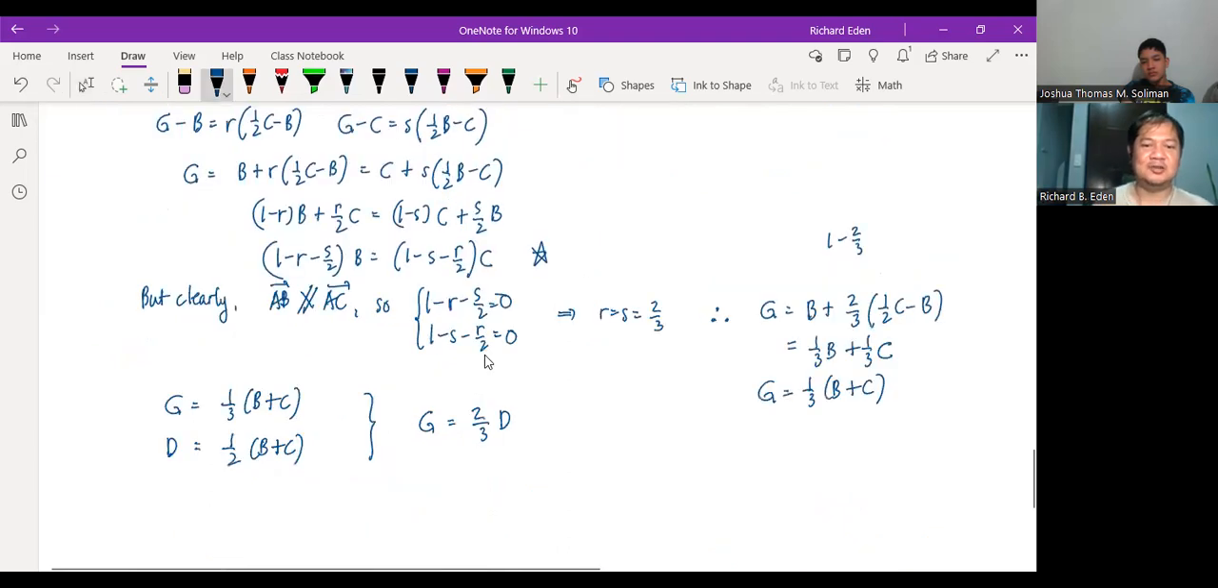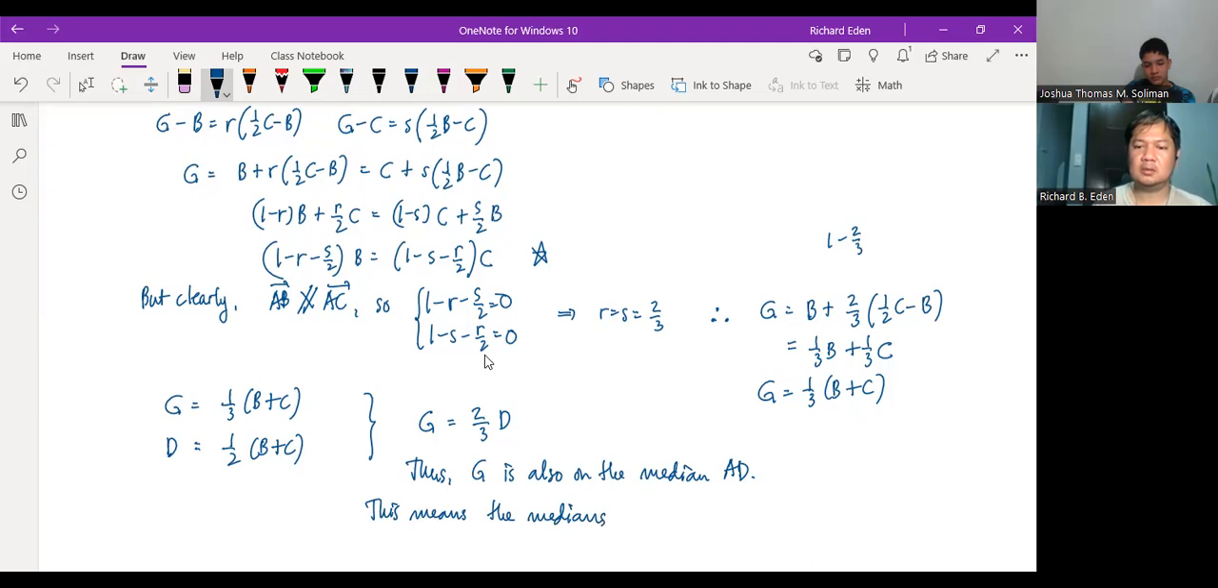Okay. G is 2/3 D, therefore, thus, G is also on the median AD. This means the medians concur at point G. All right.